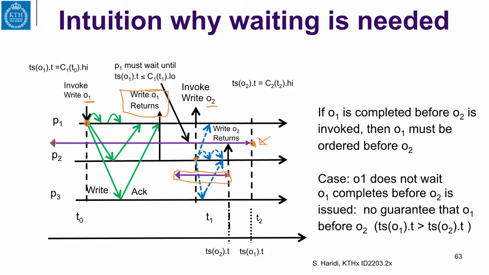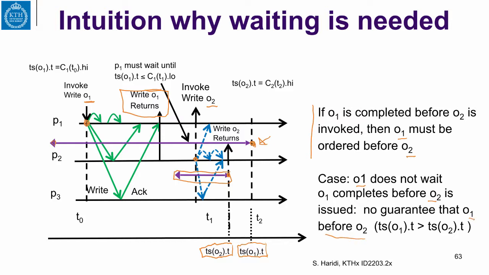So what happens in this case is that the timestamp of the first operation will be greater than the timestamp of the second operation. But this violates serializability because operation O2 should have happened after operation O1. So if O1 is completed before O2 is invoked, then O1 must be ordered before O2. And this is a case where O1 does not wait and it completes before O2 is issued. So there is no guarantee that O1 is before O2.